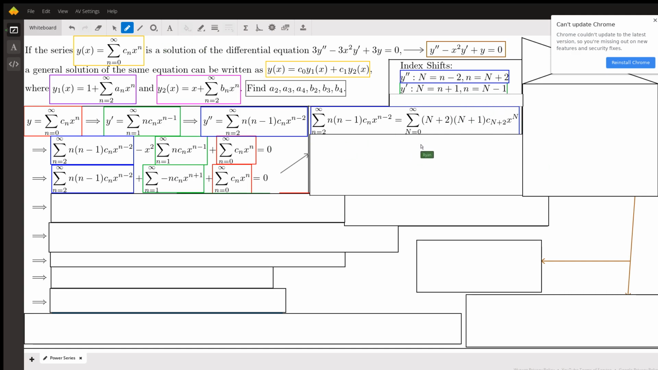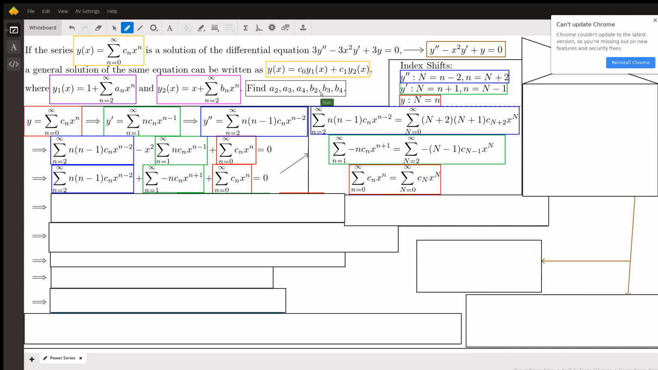So that index shift looks like this. So the green term here, and then the negative lowercase n becomes N minus 1, c capital N minus 1, and this exponent just becomes capital N. When lowercase n is 1, capital N will be 2. And when lowercase n is infinity, capital N will also be infinity. And then finally on the last term, this is already n, so no need to do any shifting here. I'm just going to replace the lowercase n with a capital N for consistency.